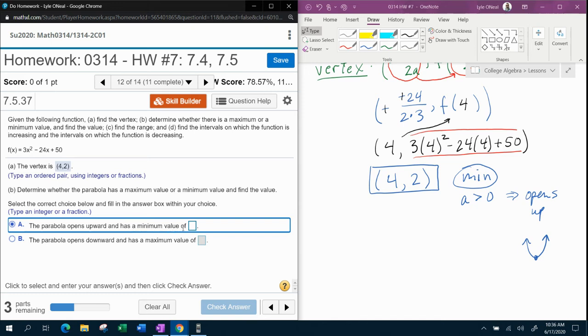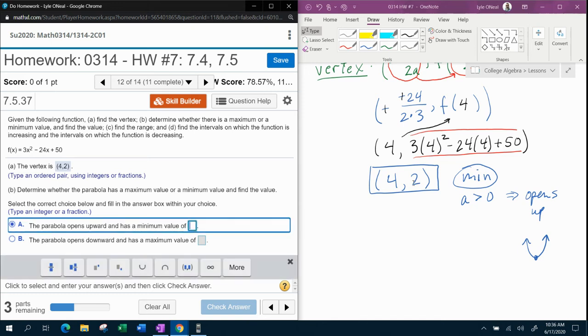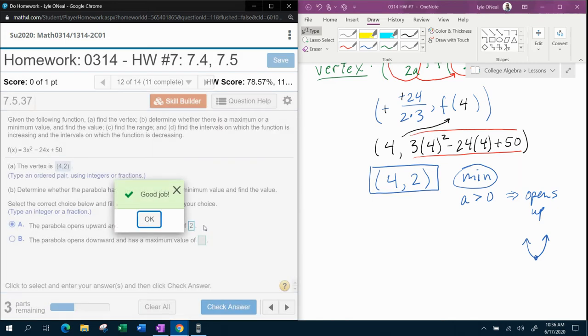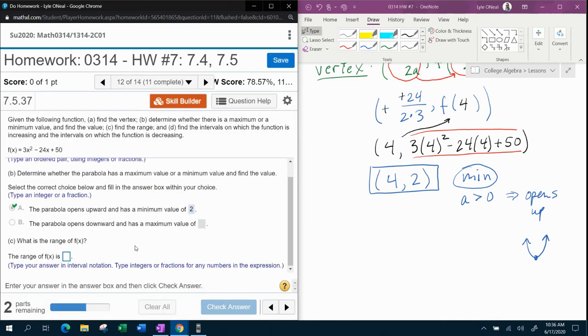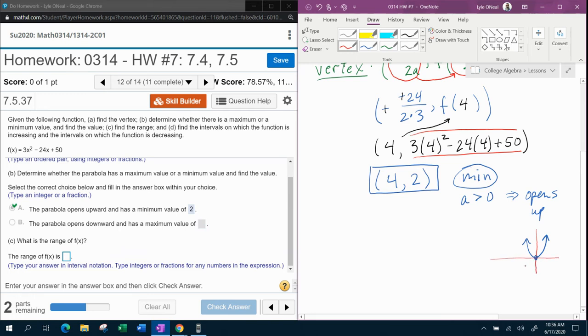And it also wants the minimum value. That is the y coordinate of the vertex. The minimum value is the y coordinate of the vertex. Now, what is the range of f of x? So if you look at my little graph that I sketched over here, we know that the vertex is going to be at (4, 2). So that means that the lowest point on the graph is going to be at y is 2.